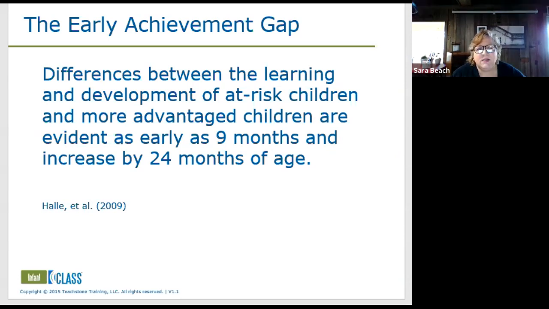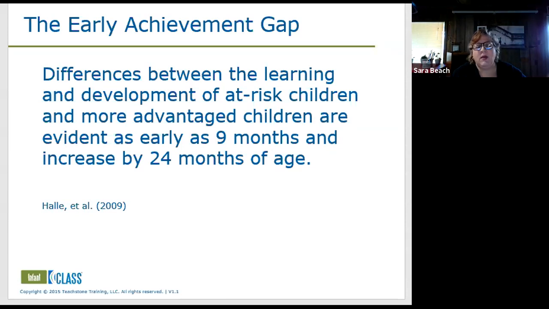There are differences between the learning and development of at-risk kids and more advantaged children. Children living in poverty situations, children living without the opportunities for good programming, children who are living with all kinds of poverty-related factors are much less likely to succeed in school. And we know as early as 8 months now, we can see those differences. I'm sorry, 9 months. As early as 9 months, they can see differences in children's language growth and developmental growth. And so the gap gets wider the older they get.